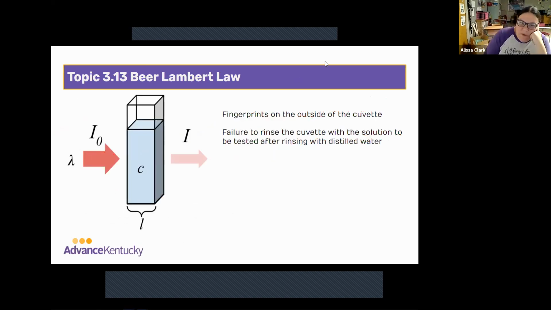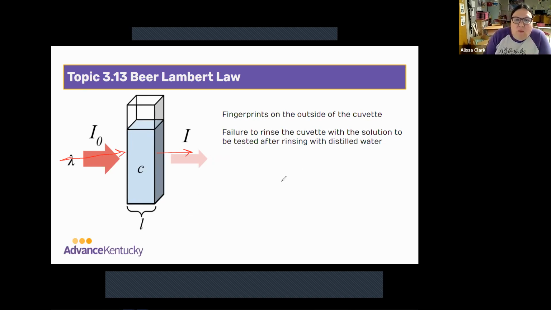So here's an example of the cuvette that you would use to do your Beer's law experiment. We're going to shine light on that substance. A certain amount of light goes in, and a lesser amount comes out, and we're going to get a ratio. The higher the concentration is, the more of this light gets absorbed and the less comes out.